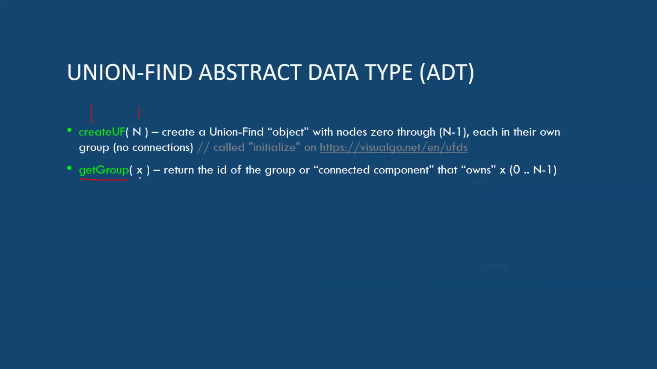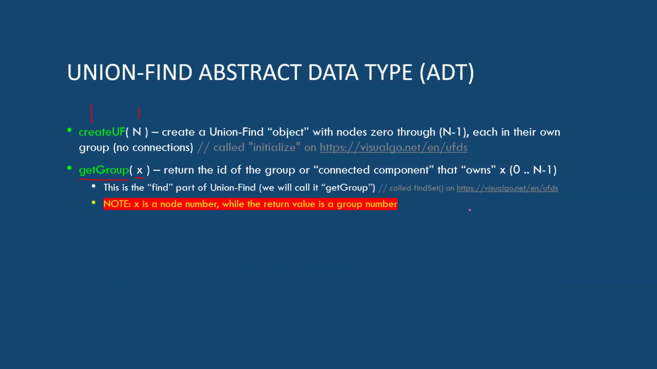So if I say, hey, I'm vertex or node 7, what's my ID? I will get an ID back and I can compare that with your ID, right? What group are you in? And then we can see if we're in the same group, okay? So X is a node number. It's not some component ID, okay? So keep that in mind as we go.